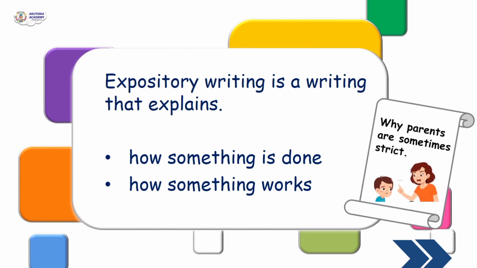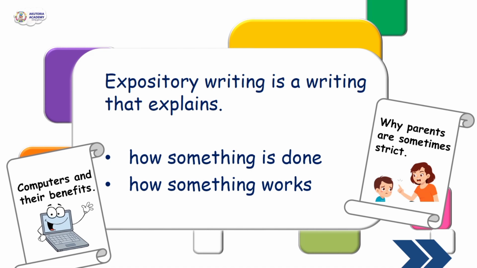For instance, you could be asked to do an expository writing on why parents are sometimes strict. You'll find out that while writing, you will be explaining daddy's actions, mommy's actions when the children behave in a certain way. That type of writing is an expository writing. You could also be asked to do a writing on computers and their benefits. You'll find out that in the course of your writing, you will be doing a lot of explanation, trying to explain why computers are beneficial to us. That is another example of an expository writing. So expository writing is a writing that explains.